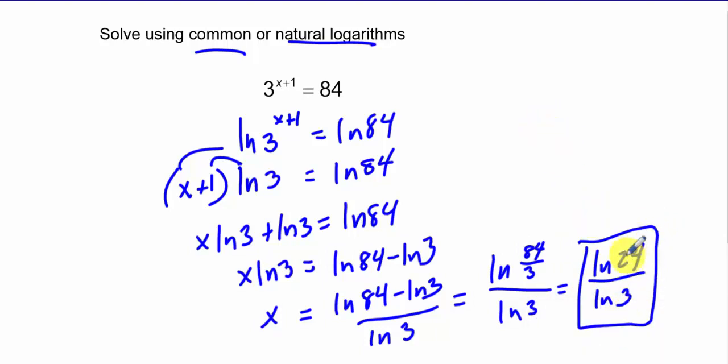Again, I cannot reduce the 24 and the 8 because these aren't multiplications. Let's just put it this way. You can't say this is equivalent to the natural log of 24 over 3. No go. You could only do that with the subtraction. So that's our final answer.